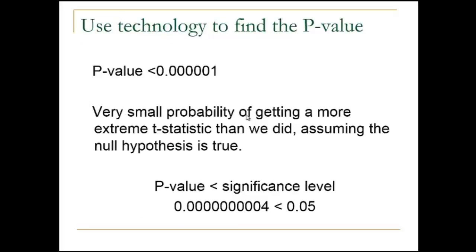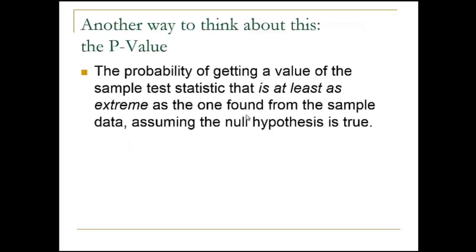The probability of getting a mean of 12.58 or less is 0.0000000004. In other words, super improbable. It's way out there in that 5% region. And this probability is called a p-value.